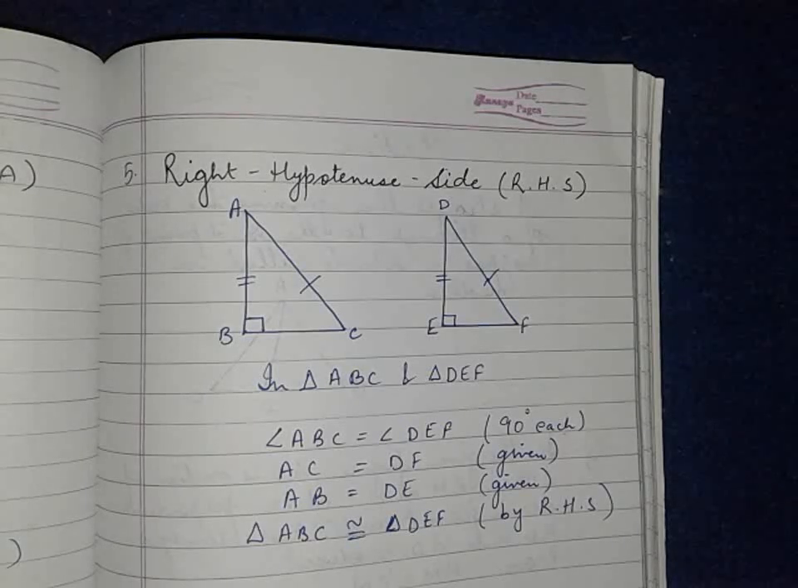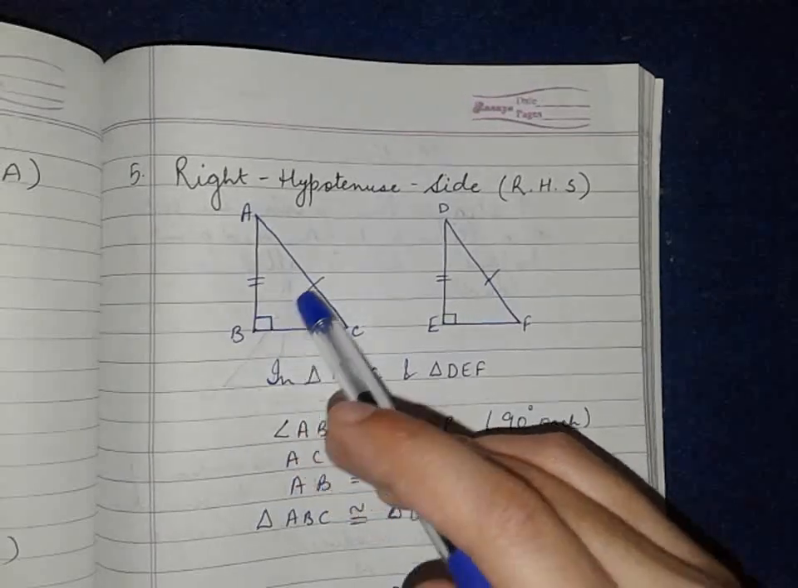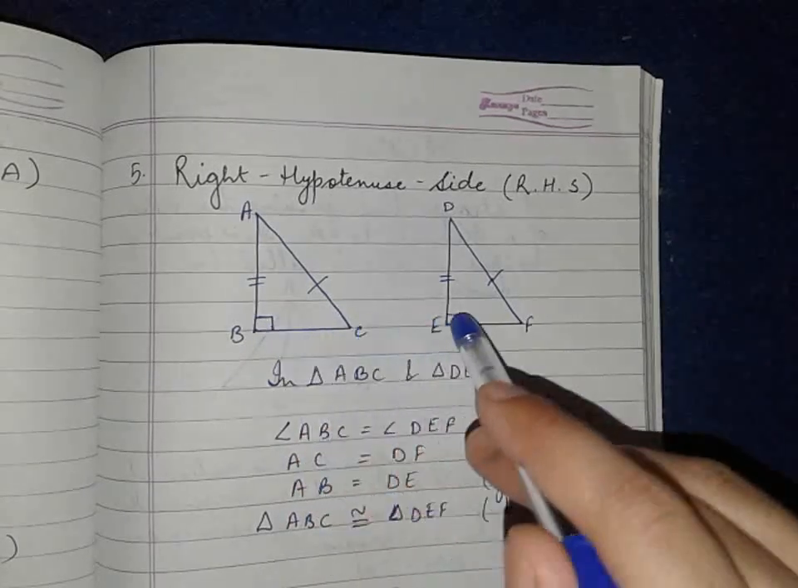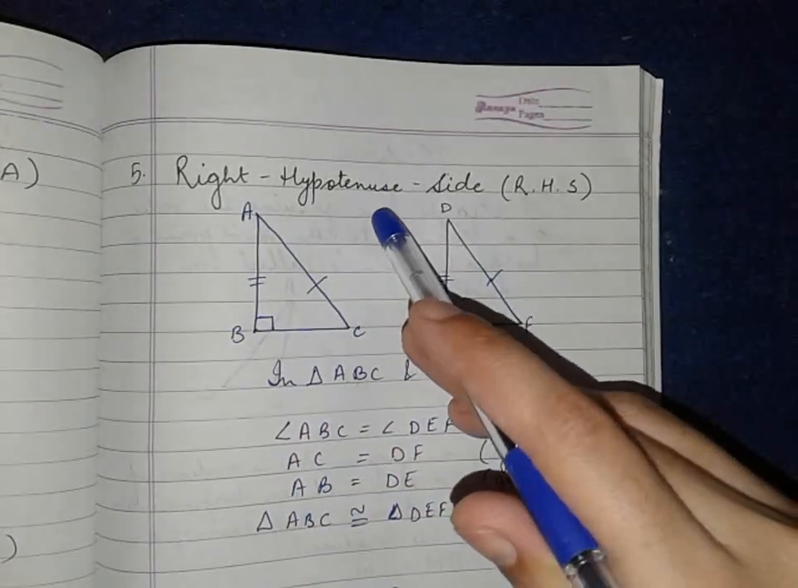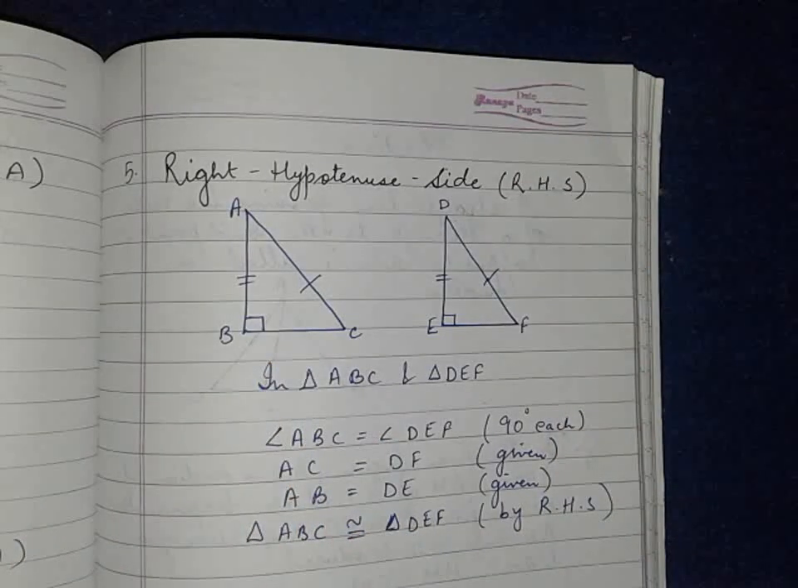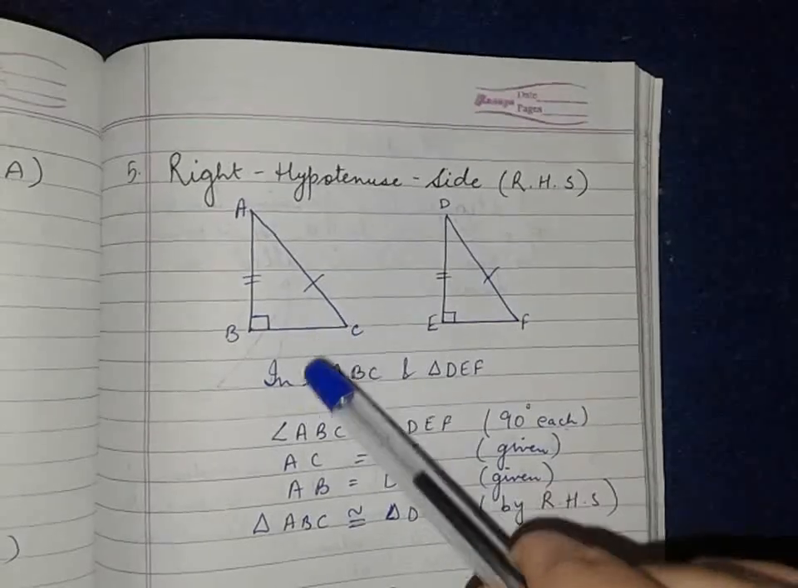Right hypotenuse side: R denotes the right angle, H denotes the hypotenuse, and S denotes the side. Hypotenuse is the side opposite to the right angle. Side means any of the two remaining sides can be equal. These are two. This hypotenuse can be used only in a right angle triangle. It doesn't mean right angle triangles cannot use any other axiom. It can use AAS, it can use ASA, but right hypotenuse side can be used only in right angle triangles. In no other triangle it can be used.